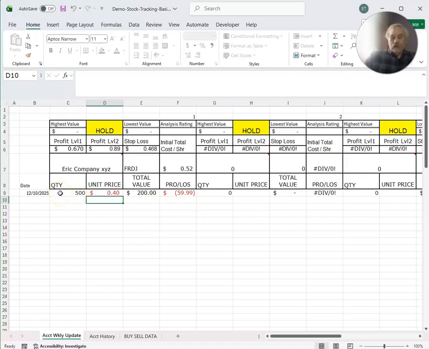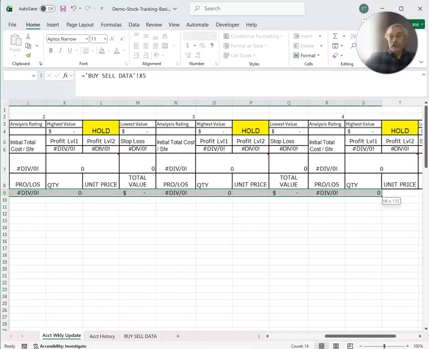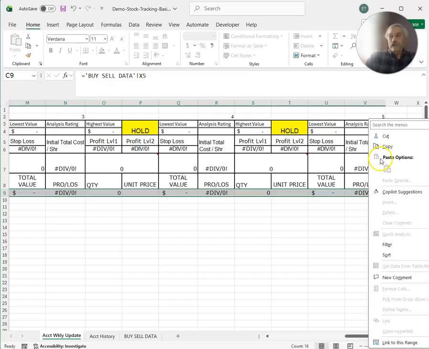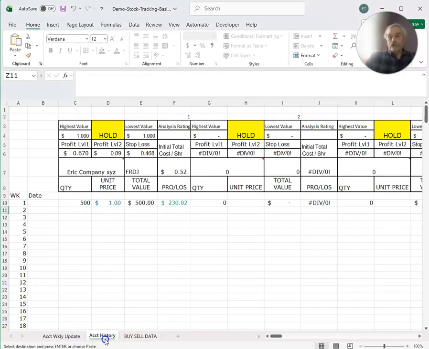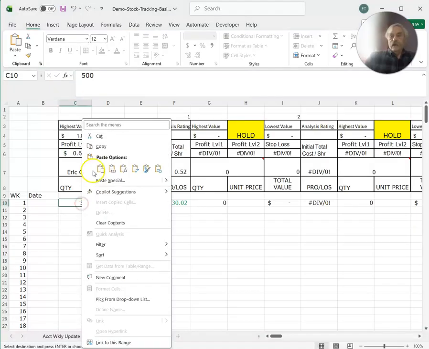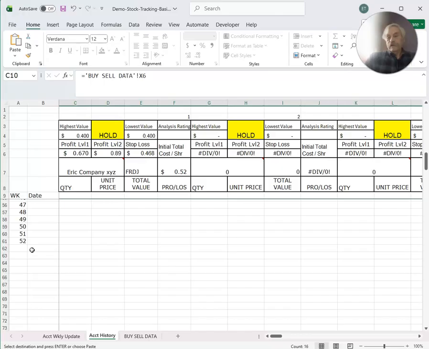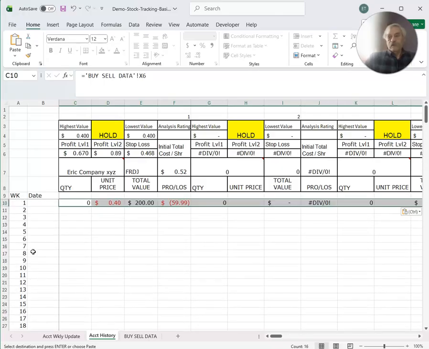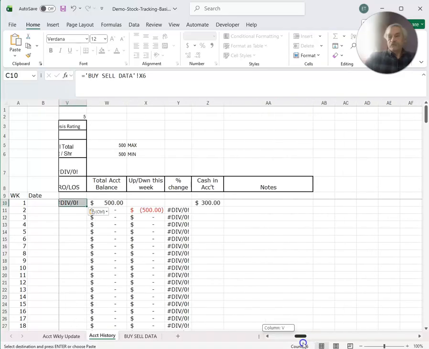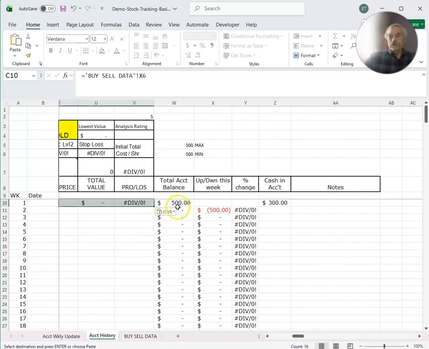What you're going to do after you've recorded all your stocks is you're basically going to come across here for however many you have, and I'll do all 5, and you're going to hit copy, and then you're going to go to account history, and you're going to paste that information. So this is almost a duplication of your actual weekly update. But now, as you can see here, I keep track for 52 weeks of the year. Okay. At the end of this, okay, you can see there's my total account balance.